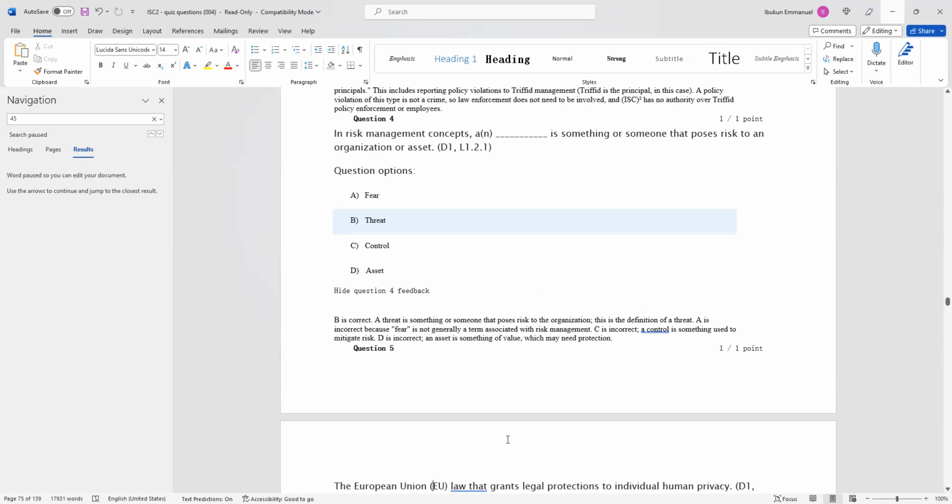What is something or someone that poses a risk to an organization or asset? It's a threat. A threat is a person or thing that poses a risk to an organization or asset. Can a user be a threat? An internal user be a threat? Yes, you said yes.